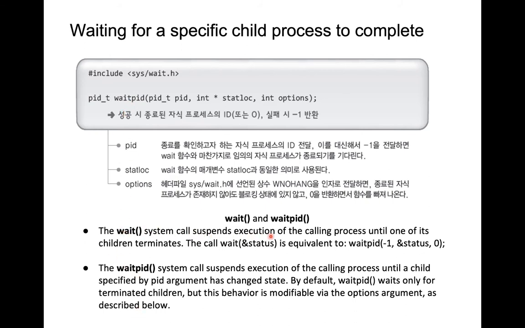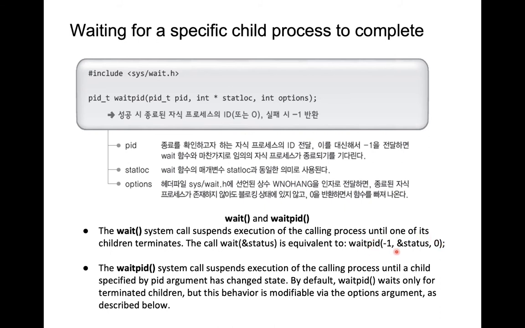The wait system call suspends the execution of the calling process until one of its children terminates. The call wait(&status) is equivalent to waitpid(-1, &status, 0). So I'll explain what it is. And then there is waitpid. This means that if any of the child processes terminates, it doesn't matter which one, then this works. And the one we saw earlier, wait and status, is equivalent to using this one with the input arguments of -1, status, and 0.